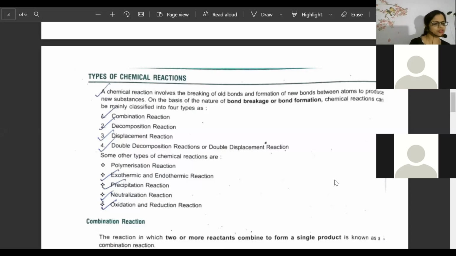Keep on typing, keep on giving the answers, because that will make the session interesting, and plus it will reflect that you are understanding the point.